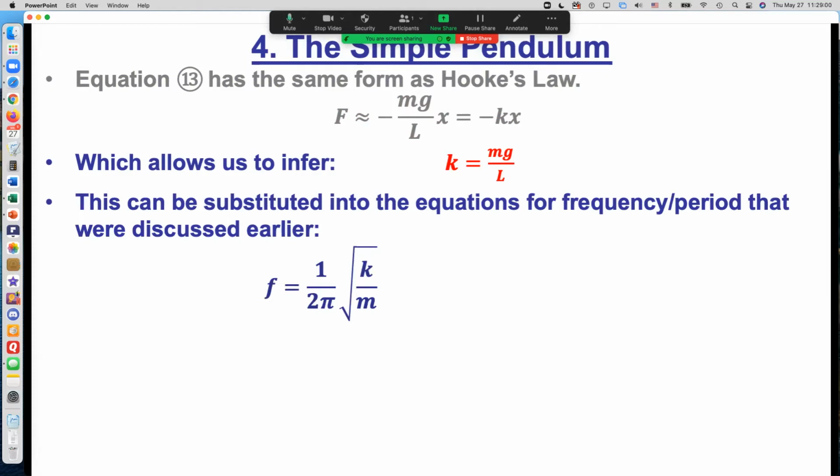So now what we do is this sort of clever thing and we substitute for K into the equations for frequency or period that we discussed earlier. And a magical thing happens. There it is substituted for K, right? What happens here?